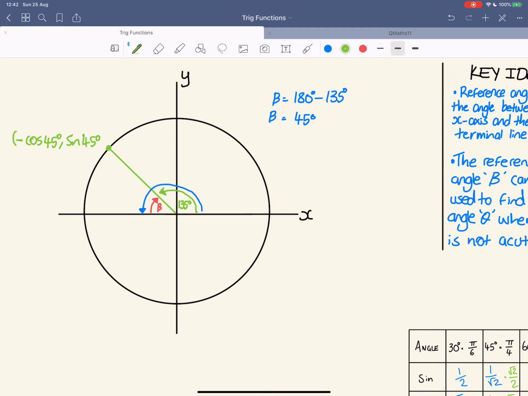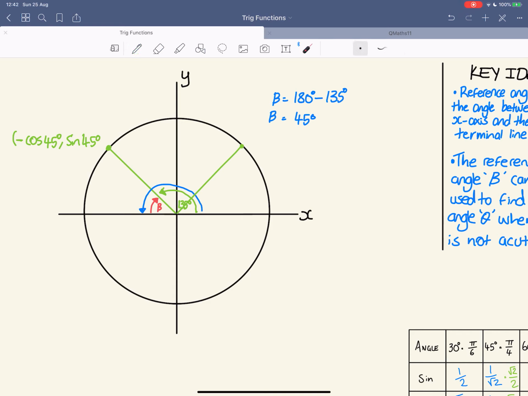All right, so what I'm going to do is think about this. We know that the reference angle is 45, so I'm going to draw an actual 45-degree angle in the first quadrant. Why am I going to do this? Well, hopefully you'll see why in a second. That's roughly 45. I'm happy with that. What are the coordinates for this point?